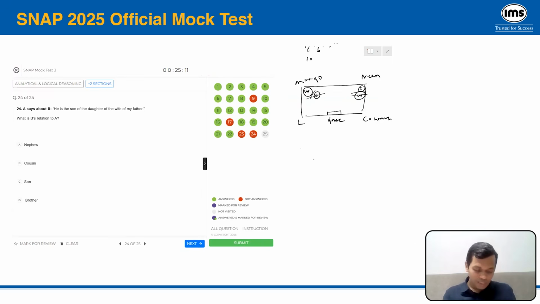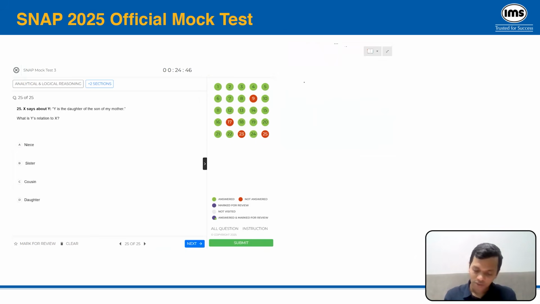A says about B, he's the son of the daughter of the wife of my father. So A says the wife of my father, he is the son of the daughter of whatever. So how is B related to A? Nephew? Okay, another blood relation question.